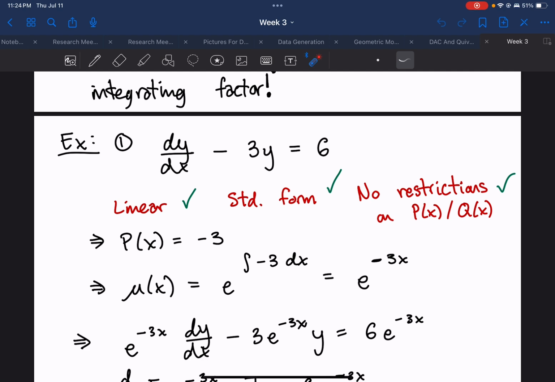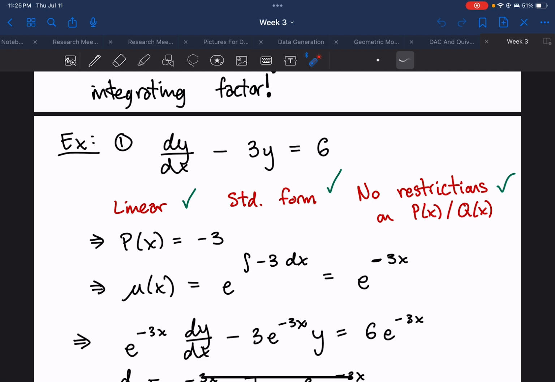Oh, Lord. It's late here. I'm not seeing any other y's multiplied. This is a linear function. It's in standard form. How do I know? There's a 1 out front of the dy/dx, right? The dy/dx is lonely, and it has a coefficient of positive 1. There are no restrictions on p(x) or q(x).